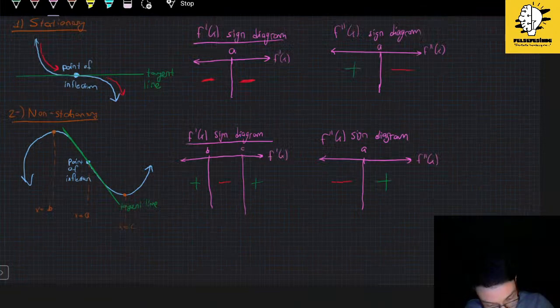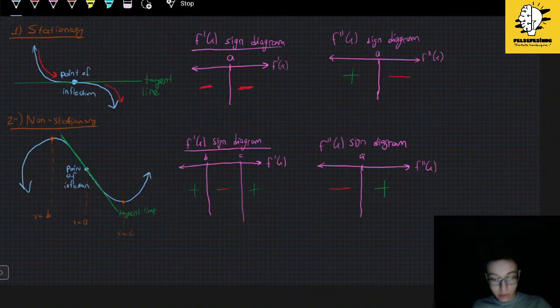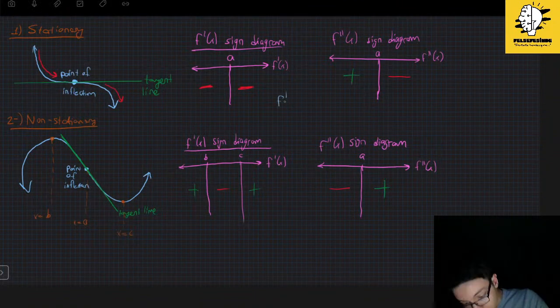Stationary point occurs if f derivative a is equal to 0, and it is non-stationary if f derivative a is not equal to 0.